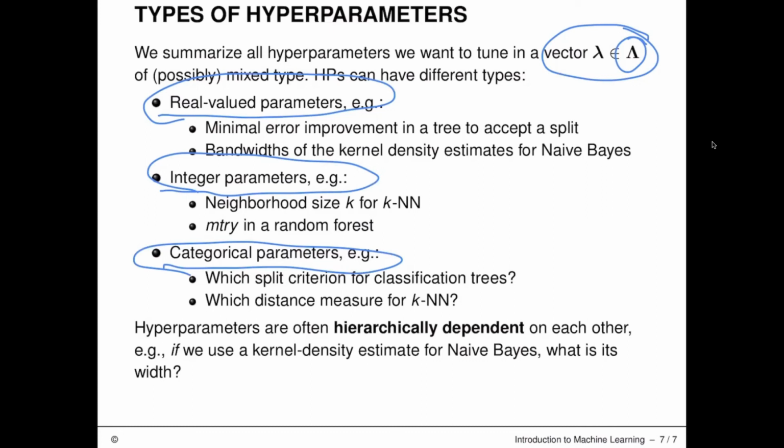Additionally, hyperparameters are often hierarchically dependent on each other. So this means if, for example, we use a kernel density estimate for naive Bayes, what is the width? So the first step of this hierarchy would be the decision that we use kernel density estimates, and then conditioned on this, we can ask ourselves what should be the width of this kernel density.